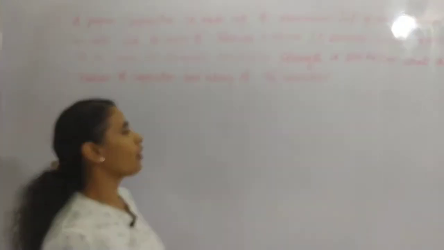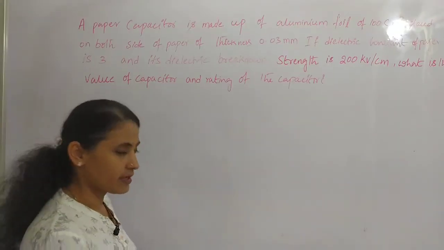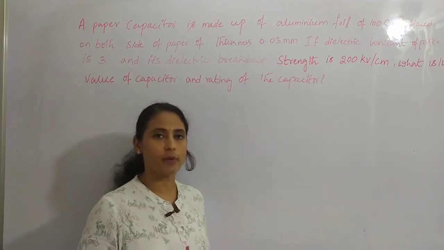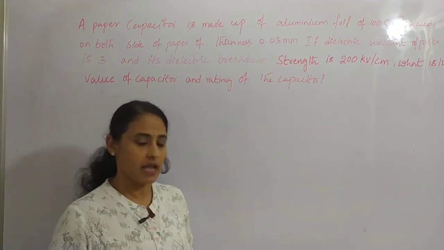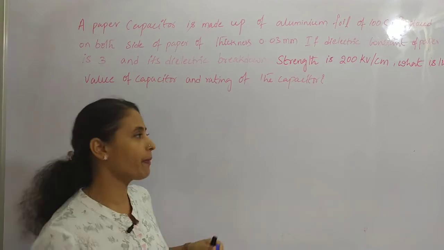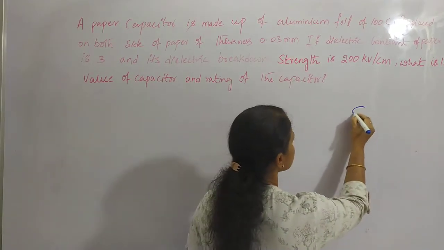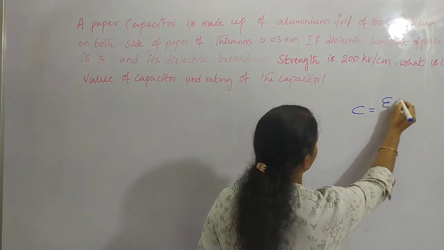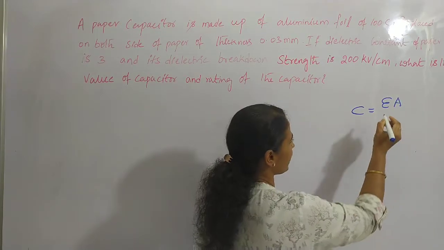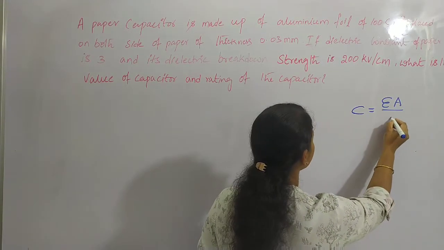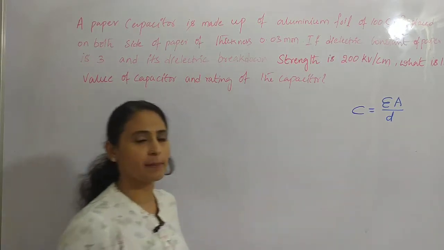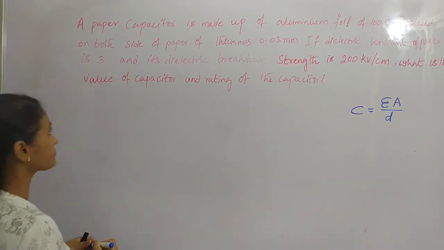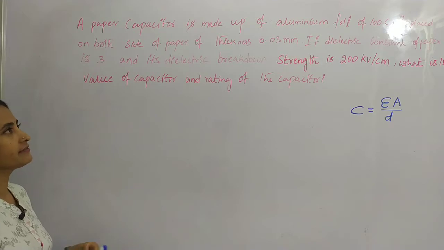Here is one example on parallel plate capacitor. In the last class, we discussed the parallel plate capacitor, where the capacitance between the two parallel plates is given by C, which depends on the medium between the plates, the area of the plate, and the distance of separation between those two plates. So let us read the question first.